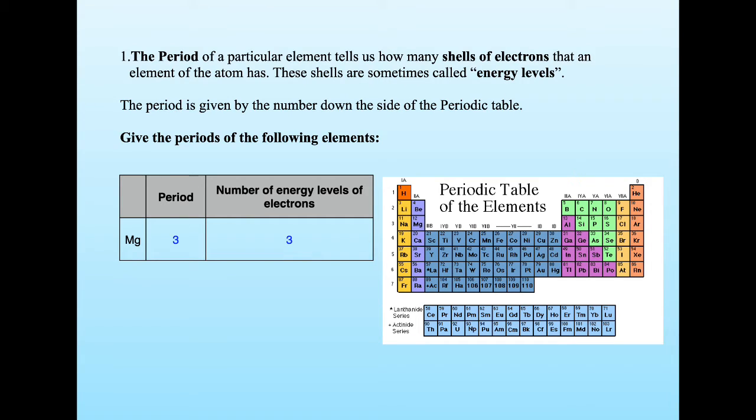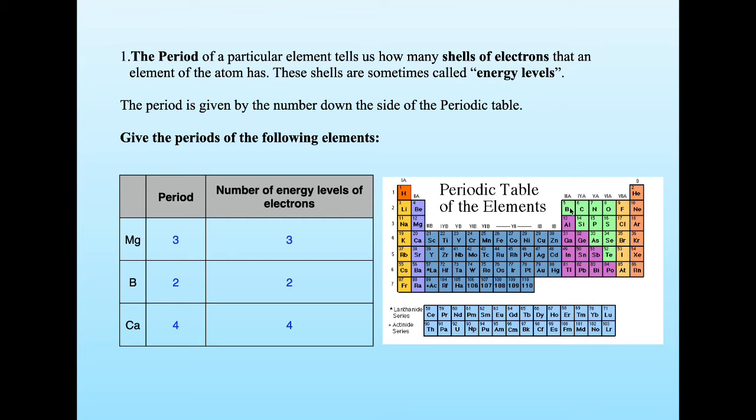Magnesium, it's in period 3, so it's got 3 energy levels. There are a couple more spaces for you to fill in that table. Okay, so boron is in period 2. It's got 2 energy levels, 2 shells. Calcium's in period 4. So it's got 4 energy levels, and you get the picture.